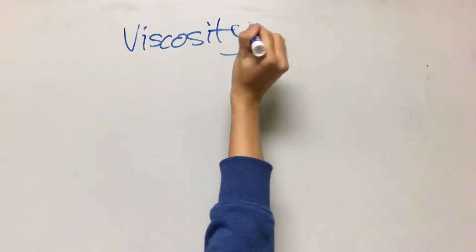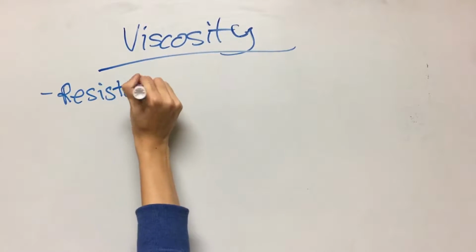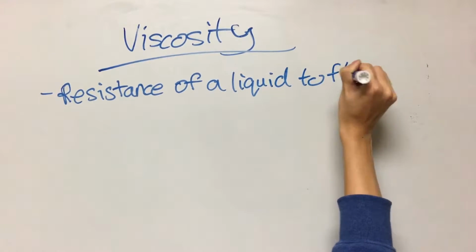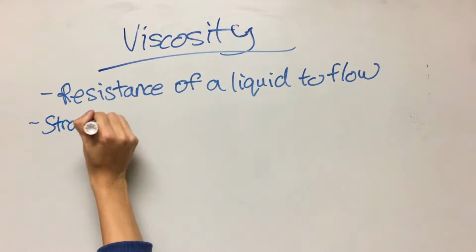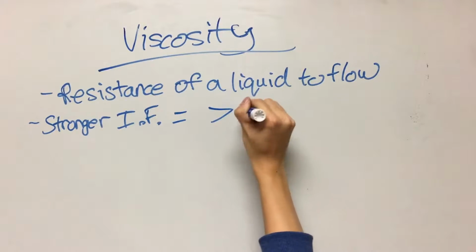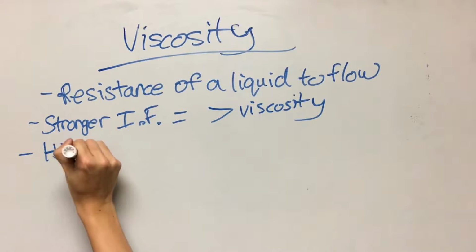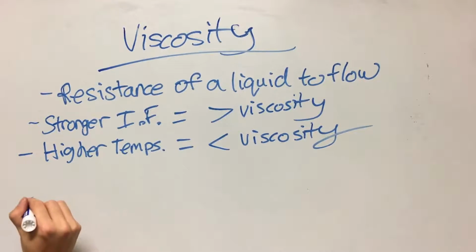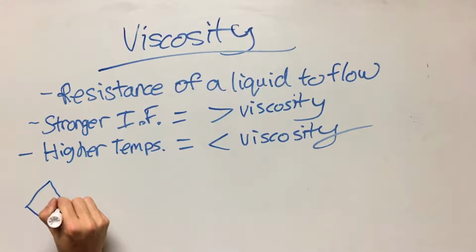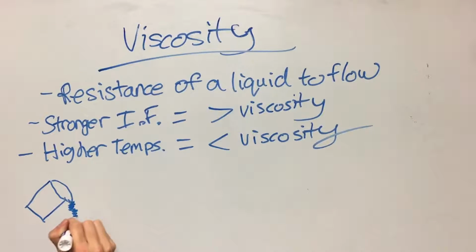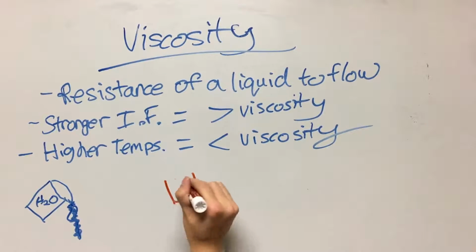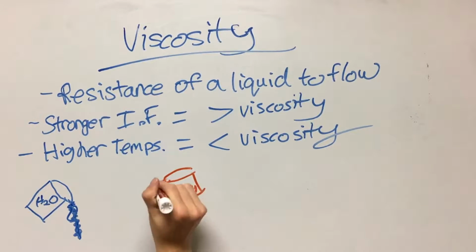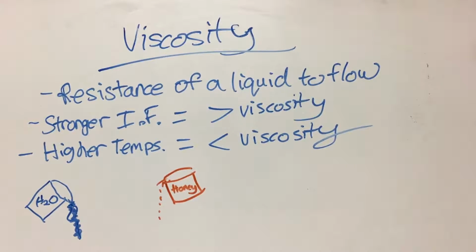Viscosity pertains to the resistance of a liquid to flow. Stronger intermolecular forces make it harder for molecules to move past each other, so viscosity increases along with stronger intermolecular forces. Viscosity also decreases with higher temperatures. This should make sense because higher temperatures increase the kinetic energy, which makes it easier for molecules to move past each other. Take a look at this contrast in viscosity. If you were to pour a glass of water and a glass of honey at the same time, for example, the honey would pour out much slower because of its higher viscosity.